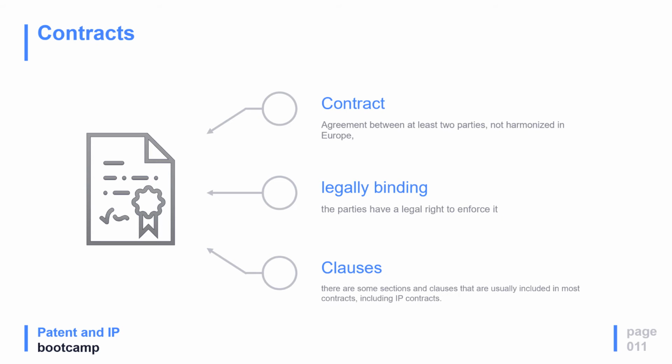What is a contract exactly? It's an agreement between at least two parties, but it depends on the national law exactly. It's legally binding. The parties have a legal right to enforce it. And in a contract, there are some clauses that are included. And here exactly, we want to talk about some IP contracts and IP clauses that should be included in these contracts.